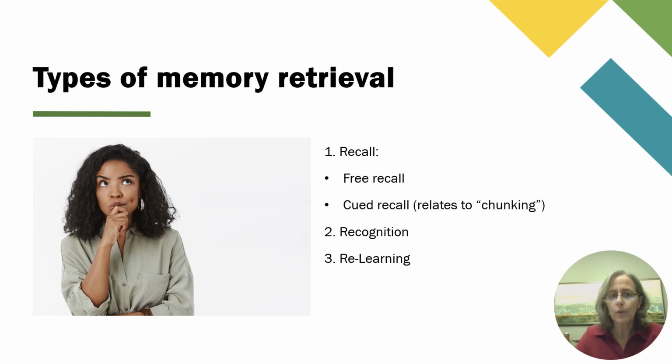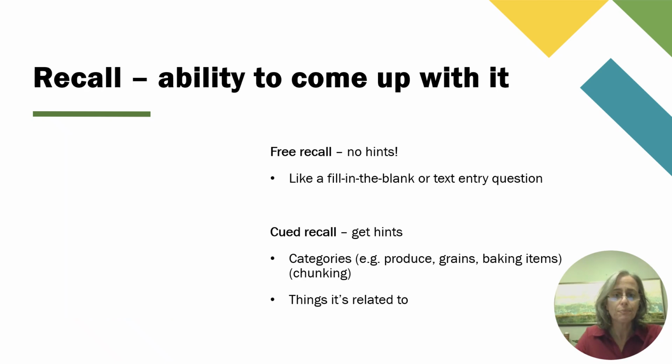There are 3 different ways that we tend to retrieve memories: recall, with 2 types, free and cued, recognition, and relearning. So when we're consciously trying to remember something, what are the different ways that we might be doing it? I'm going to go through these one by one.